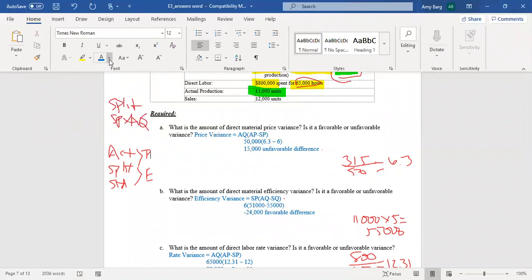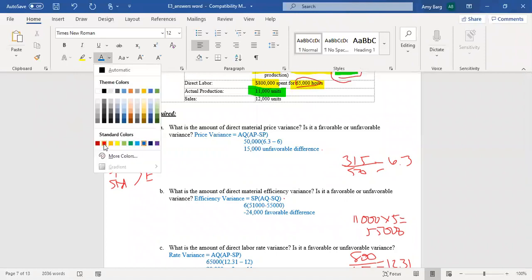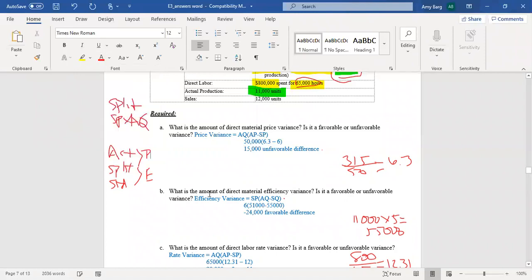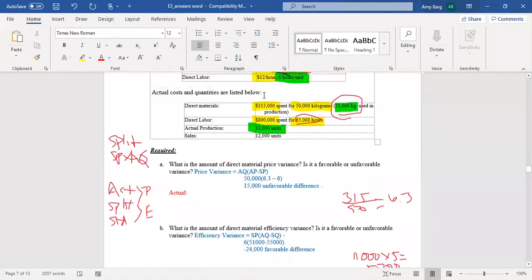So pick a different color here. To do it this way, you would need to know that the actual cost was 315,000. So we're going back to the direct materials. The actual cost was this 315,000 for direct materials. That's how much we purchased.